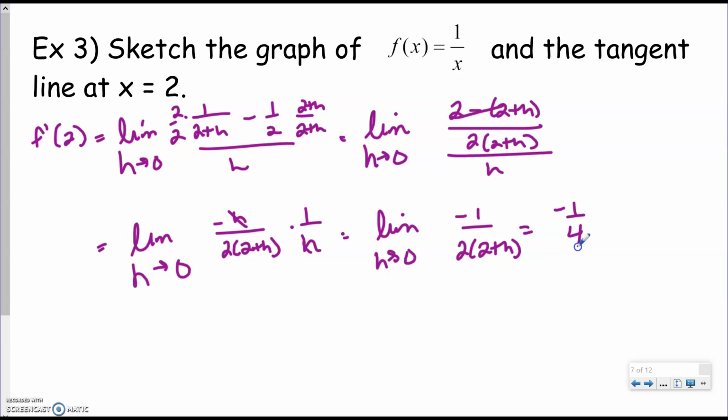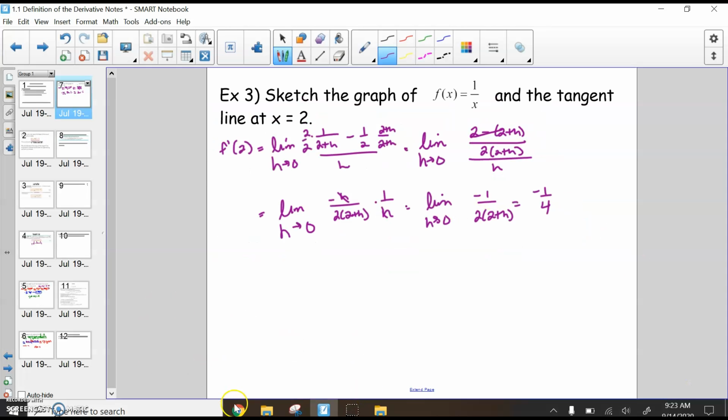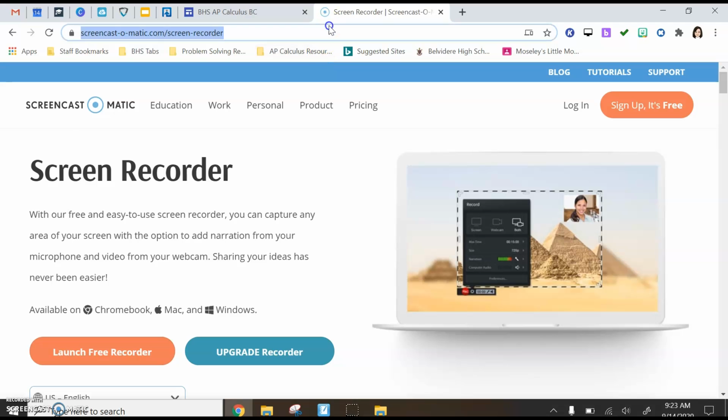So the limit as h approaches 0 of negative 1 over 2 times 2 plus h equals negative 1/4. The reason I'm doing that is when you sketch the graph, and I'm going to go ahead and use Desmos here, it's easier if you have an idea of what the slope is.